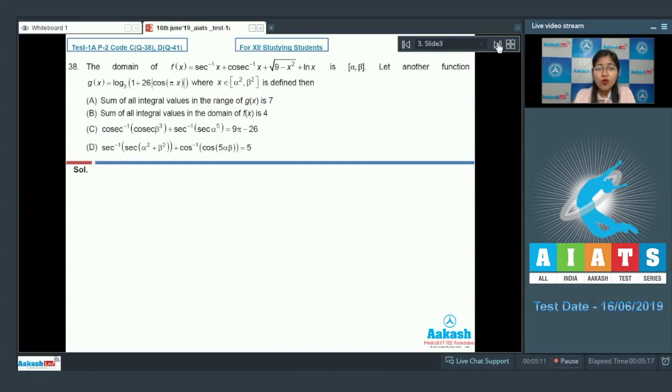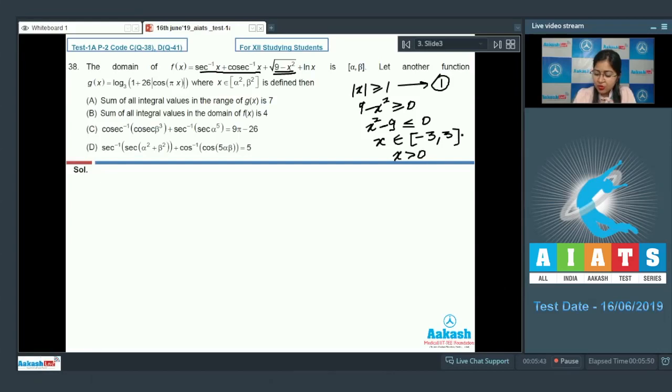Firstly, let's find the domain of f(x). For this function to be defined, mod of x should be greater than or equal to 1. For the square root to be defined, 9 minus x square should be greater than or equal to 0, that is, x square minus 9 is less than or equal to 0, which means that x will belong from minus 3 up till 3. Also, for ln x to be defined, x should be greater than 0. So taking the intersection of 1, 2 and 3, we will get that x will belong from 1 to 3.